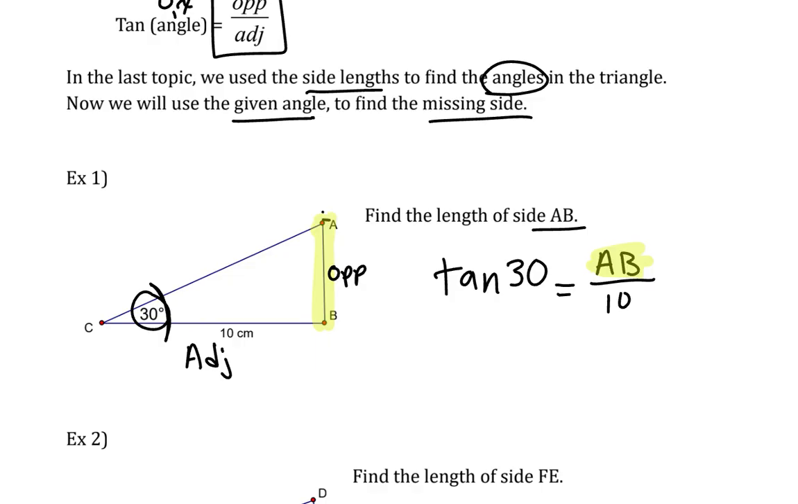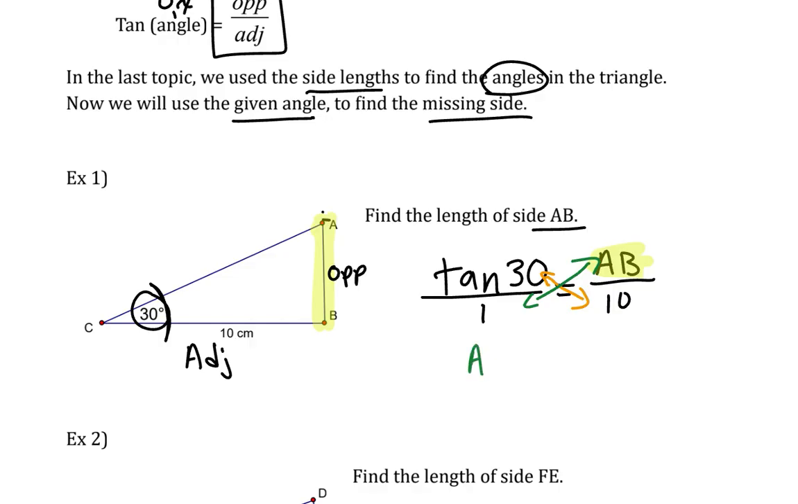Now I'm going to teach you a mathematical strategy that is actually very practical and helpful in real life, and it's called cross multiplication. So I'm going to make two fractions. Remember, we can always make a fraction by putting something over 1. And we're going to cross multiply. So on one side, it's going to be tan of 30 times 10. And on the other side, it's going to be AB times 1.